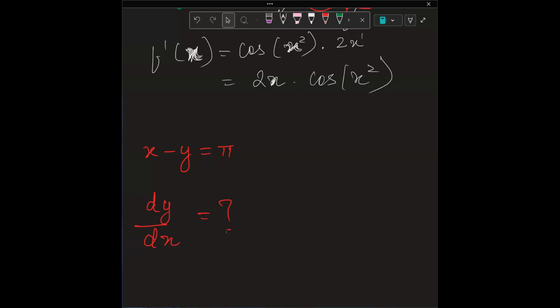इसको कैसे करते हैं हम? सबका आंसर 1 आ गया, बट इसको देखो कैसे सॉल्व करना है. इफ इस ये हमें फंक्शन लेके आना है. सो y इज x minus pi. Anas, what is the differentiation of a constant function? 0. So this is x minus pi. So x का क्या होगा? x का होगा 1, pi का होगा 0. So this is 1.